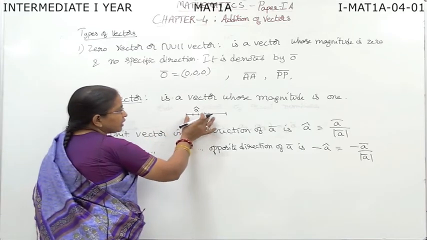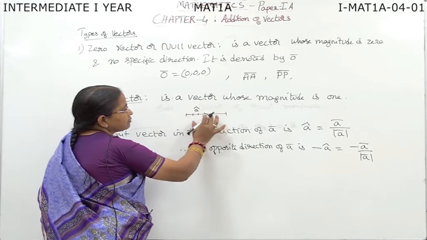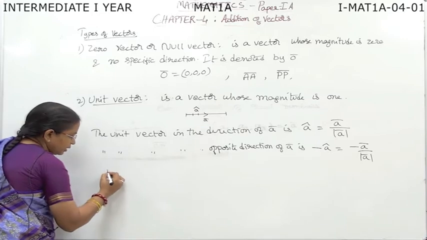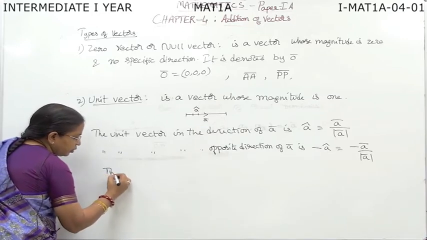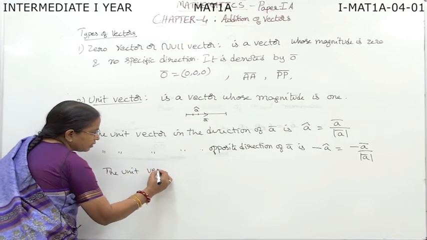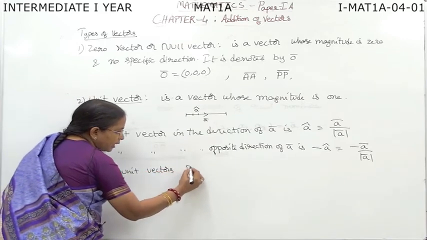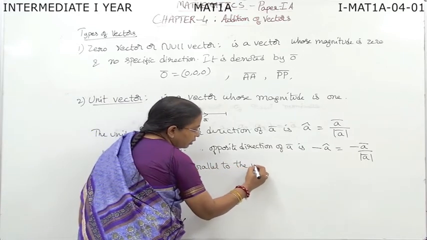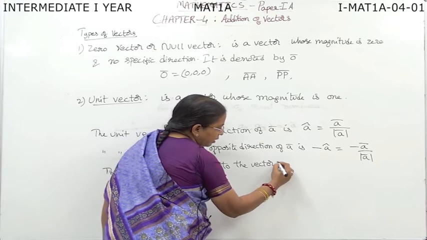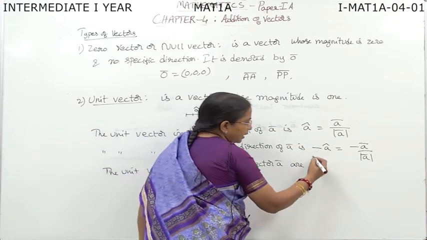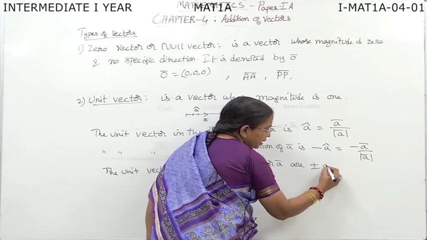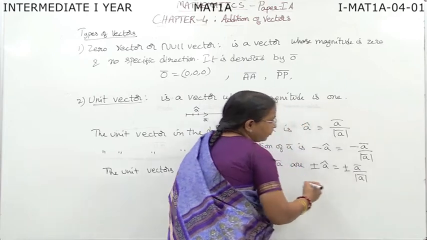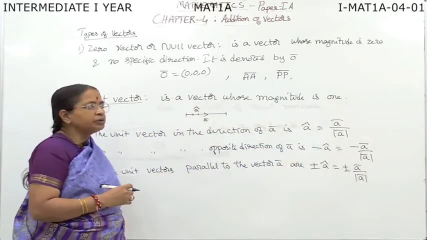Now unit vectors which are parallel to this vector A are A cap and also minus A cap. So the unit vectors parallel to the vector A are both A cap and minus A cap, or plus or minus A cap, that is plus or minus A by mod A. Okay, so this is about the unit vectors.